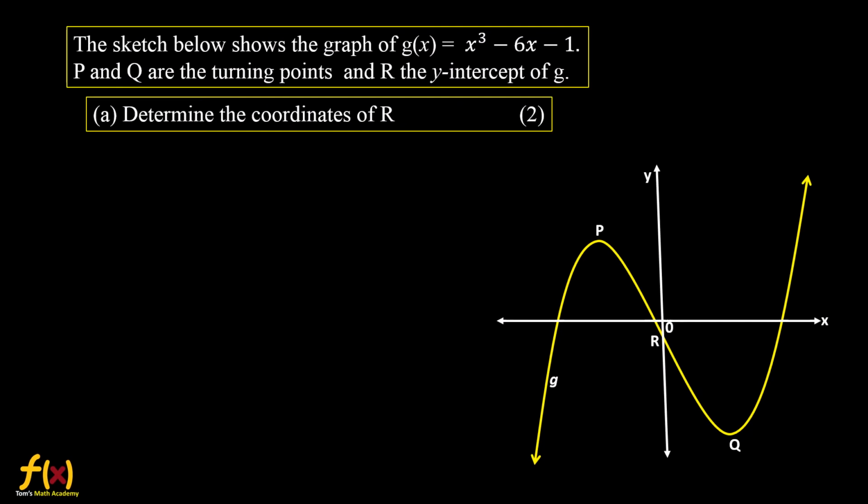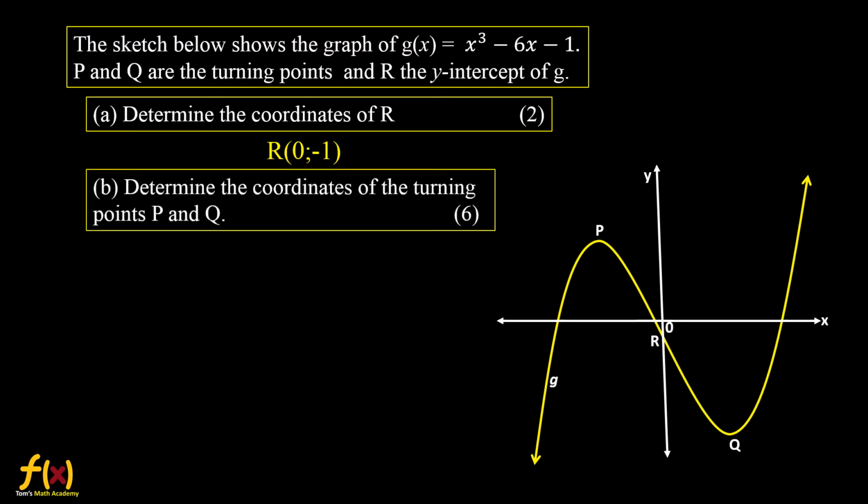Question from the cubic graph. Determine the coordinates of R. What is R? R is the y-intercept, and it's only 2 marks. At the y-intercept, the x coordinate will be 0. We substitute 0 and we get minus 1. So R is (0; minus 1).